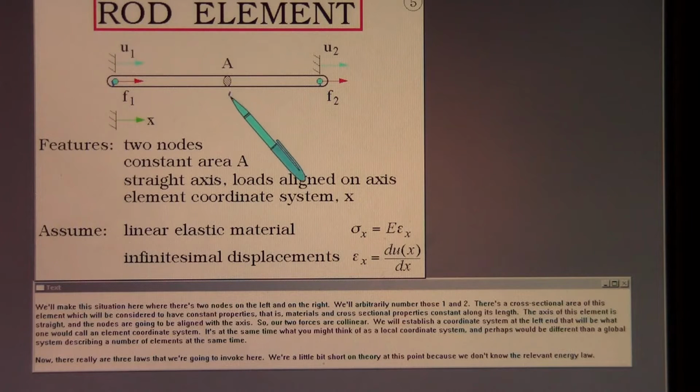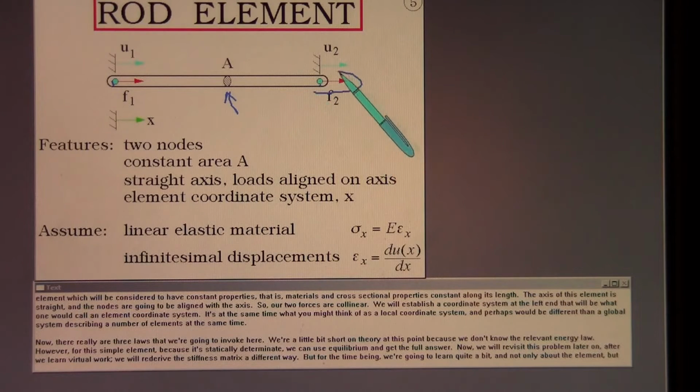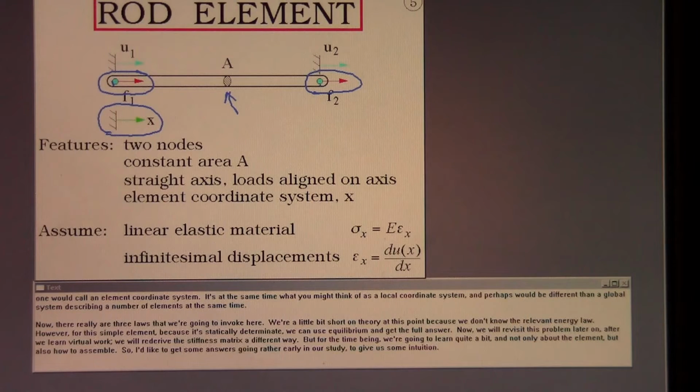There's a cross-sectional area of this element which will be considered to have constant properties, that is, materials and cross-sectional properties constant along its length. The axis of this element is straight, and the loads are going to be aligned with the axis, so our two forces are collinear. We will establish a coordinate system at the left end that will be what one would call an element coordinate system. It's at the same time what you might think of as a local coordinate system, and perhaps would be different than a global system describing a number of elements at the same time.